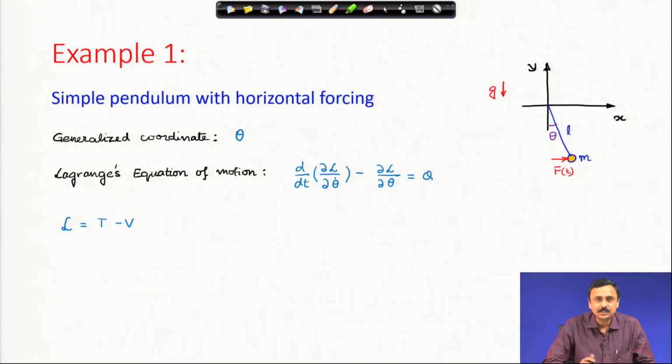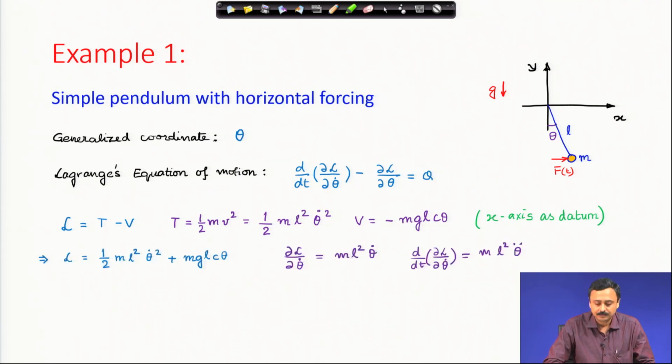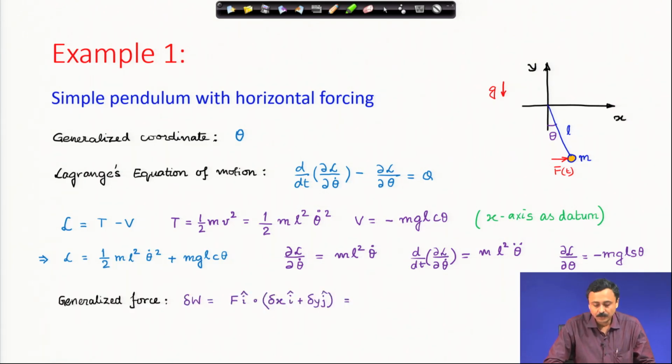The left hand side of this equation happens to be standard. We have discussed this before. We have the kinetic energy in this form, and the gravitational potential energy with the x axis as the datum. This is the Lagrangian, and we have the partial derivatives of the Lagrangian. Everything up to here is fine. What is new is the right hand side of this equation, written as the capital Q, which is the generalized force that is acting on the system.